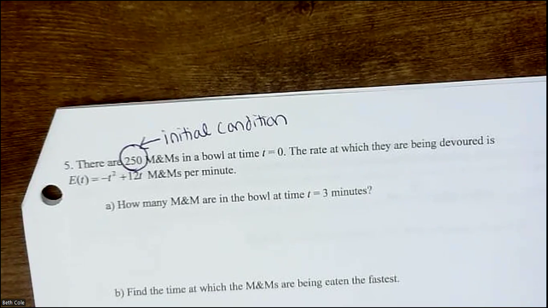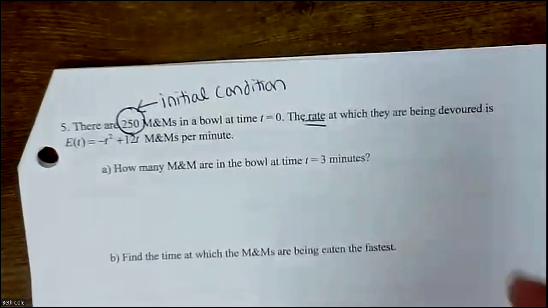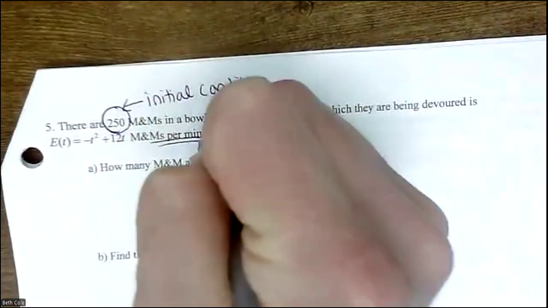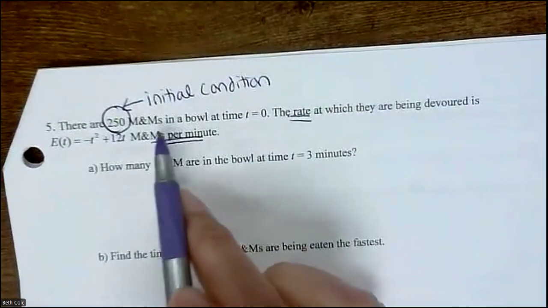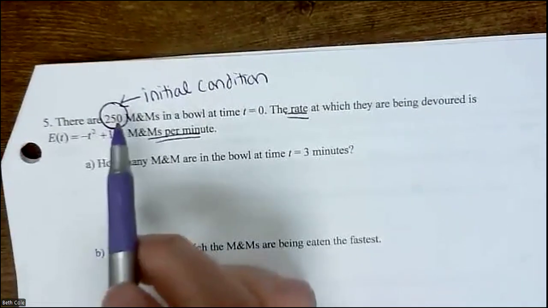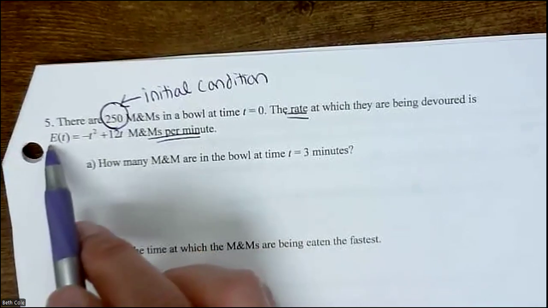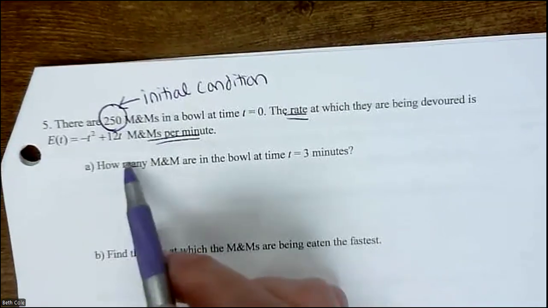The rate, so that is a derivative, rate at which they are being devoured. And this is in M&Ms per minute. Do you see how it's per something else? Slope, derivative. Good job. Do you get that? Derivative. Okay, it's E for eaten. They are being eaten, devoured.